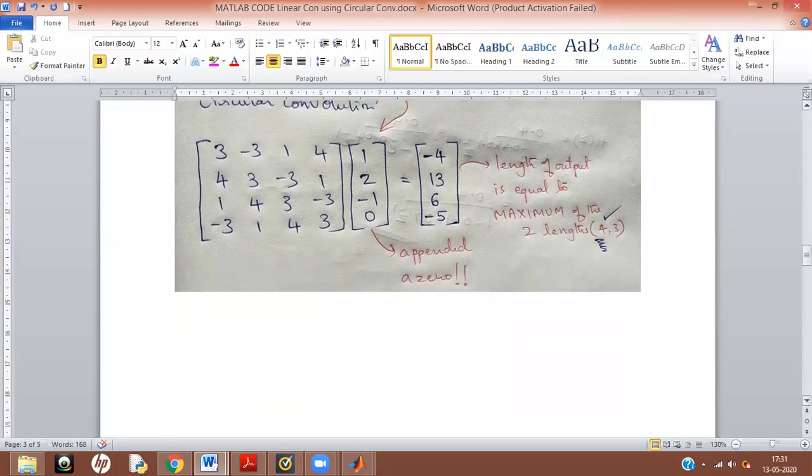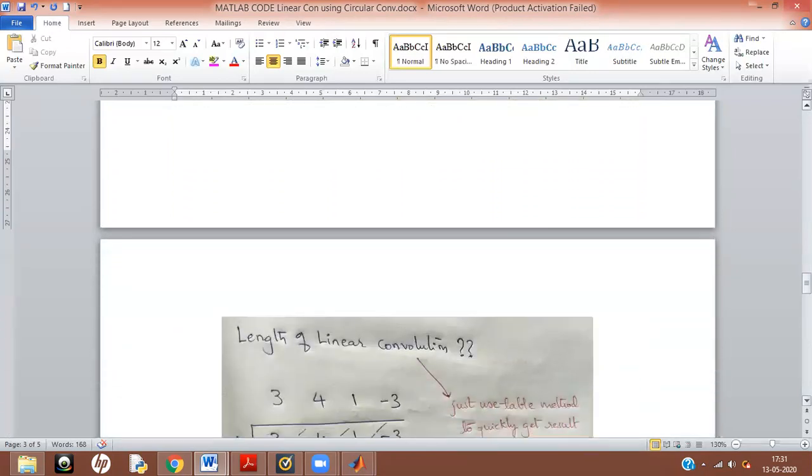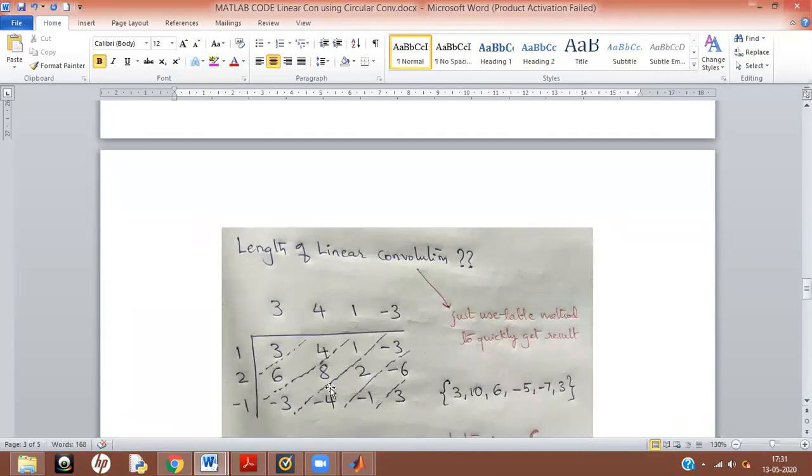Now let's see further. What is the length of the linear convolution? You can quickly perform this operation by writing it in terms of a table. So 3 4 1 minus 3 is written here. You have written 1 2 and minus 1, and then you have cross multiplied the values. That is 1 into 3 is 3, 1 into 4 is 4, 1 into 1 is 1, 1 into minus 3 is minus 3. This way you have written for 2 and minus 1 as well, and then you have added these diagonal values. So this is 3, then this is 6 plus 4 is 10, then this is 8 minus 3 plus 1 is 6, and like that you can go on adding.